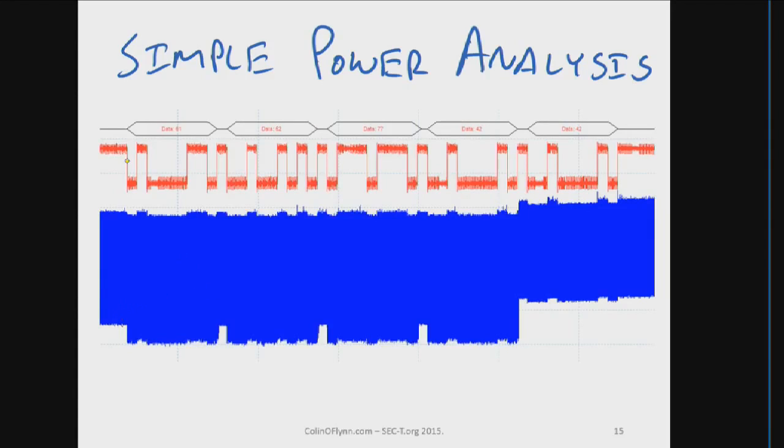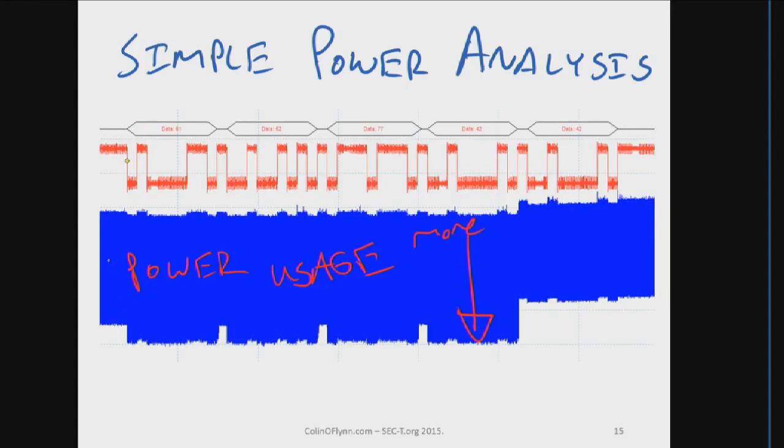And what you can see here, in blue, is the power usage of the device. When it's actively receiving the password, it's taking more power. Because of the measurement, it's inverted, so more power is this way, and less is up.